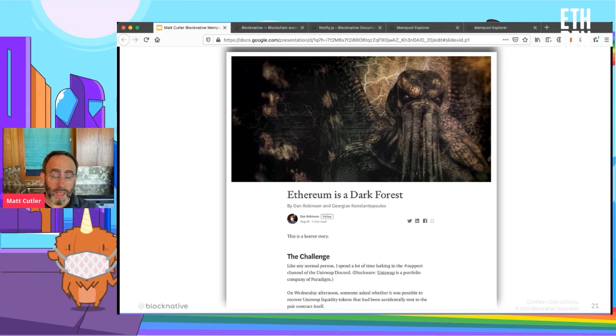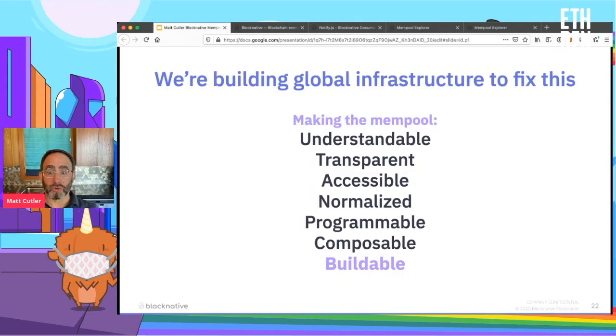Now, we at Blocknative exist to fix this. We exist to build global infrastructure to make the mempool understandable, kind of like what we're doing right now, to make it transparent so everybody knows what's going on in it, to make it accessible so people have equal access to the data so it's not this weird asymmetry that's happening today, to normalize the data so there's a common view of what's actually happening in the mempool, what matters, to make it programmable and easy to work with.